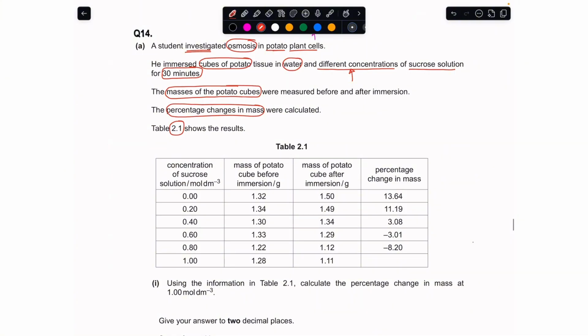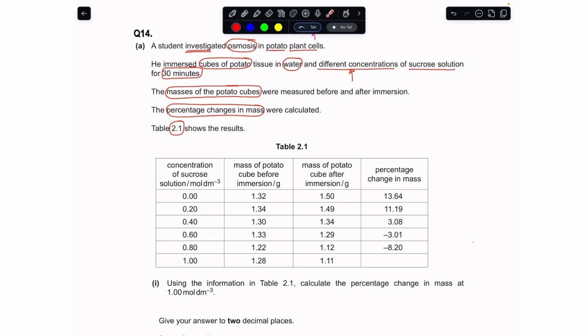Now, if I were to explain the table very clearly, in the first column they have shown you the concentration of the sucrose. Then this was the mass of the potato cubes before immersion in grams. This was their mass after immersion for 30 minutes. And here they have calculated the percentage change in mass. Now you see that as we move down the column, the concentration of the sucrose solution is increasing.